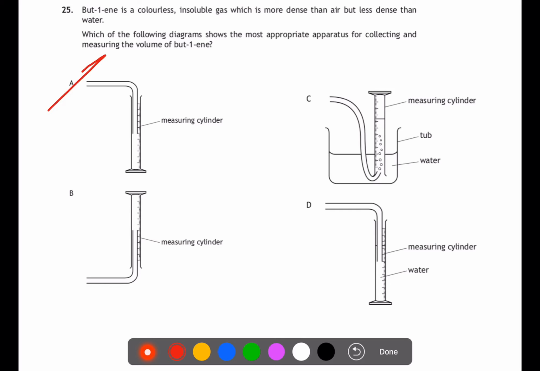B would be for something that is less dense than air. D would not allow you to collect the gas. So the answer is C. You would bubble this through water since it doesn't dissolve in water, and you'd be able to displace the water and read how much gas you've produced.